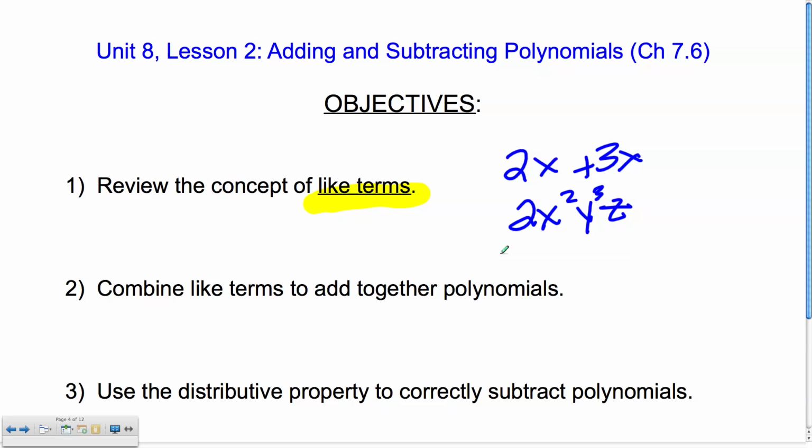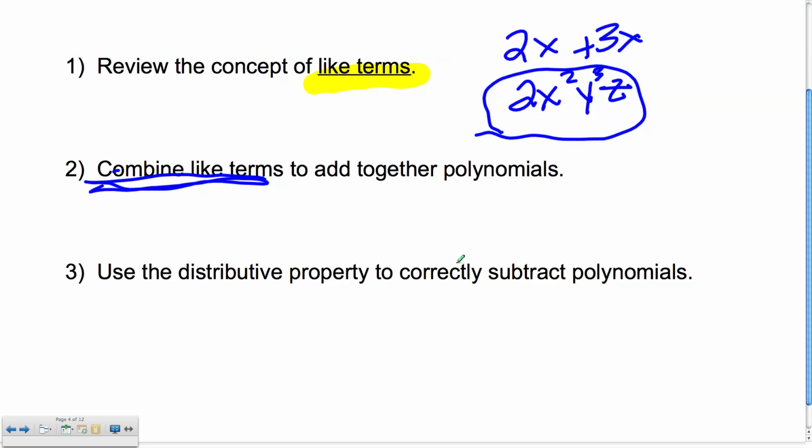After we review like terms, we are going to start combining like terms to add together polynomials. Nothing really different from combining like terms before, except now your polynomials are a lot more complex. You're going to see stuff that's more like this versus 2x and 3x and 2a and 3a. And then we're going to have problems in which we have to subtract polynomials.